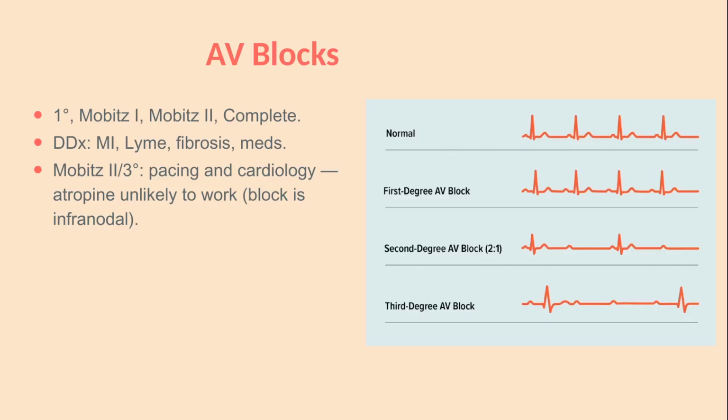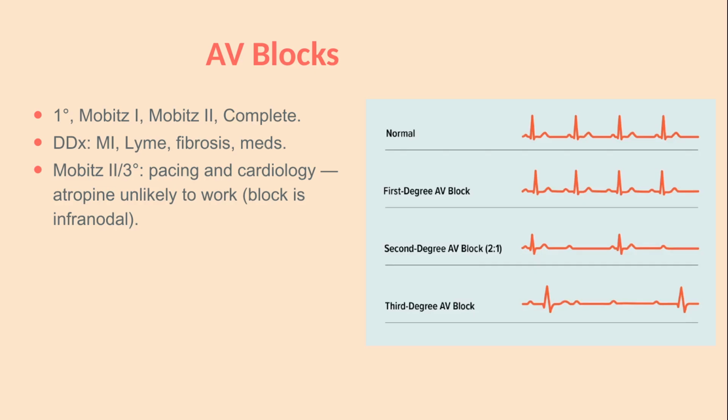Atrioventricular blocks come in 4 flavors, and the dividing line is the level of the block. First-degree block is a fixed prolonged PR interval. Alone, it is benign. Mobitz 1 Wenckebach shows a PR that stretches progressively until a beat drops, reflecting block within the AV node itself. It is usually well tolerated and often just needs observation and a medication review.